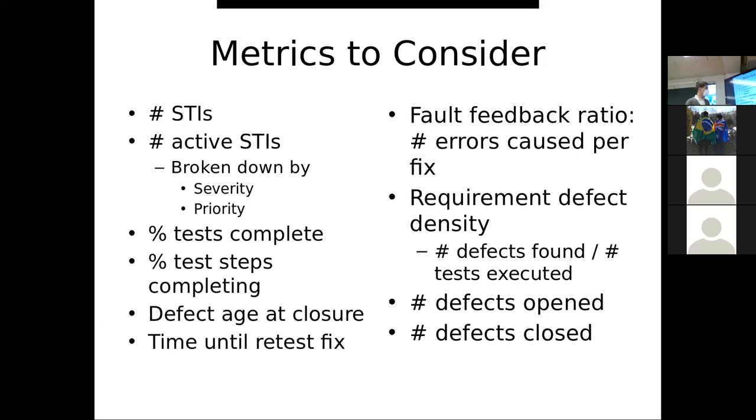Okay, so some metrics to think about at this stage. Number of system trouble incidents. Yeah, this is system trouble incidents, don't worry. And number of active ones, broken down by severity and priority, that can come out of directed triage. Percent of tests that have actually run, and percent of them that complete properly. That might be something you could look at.